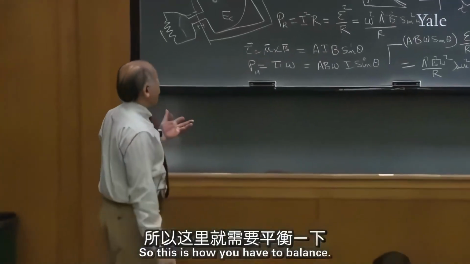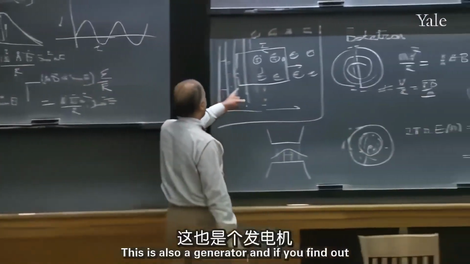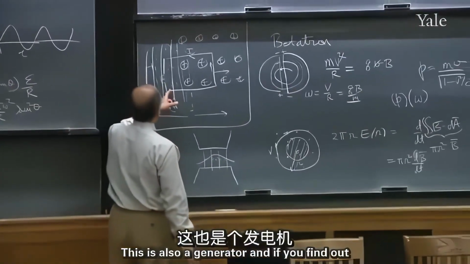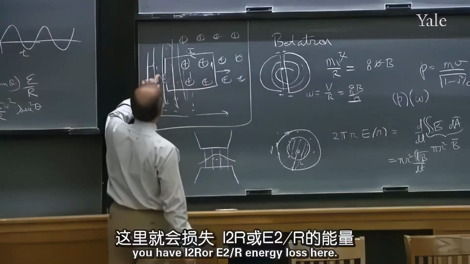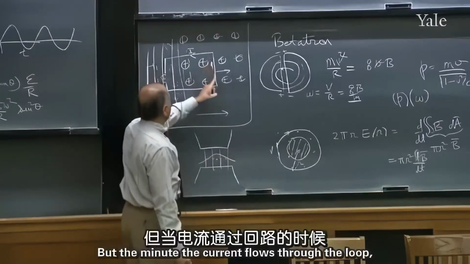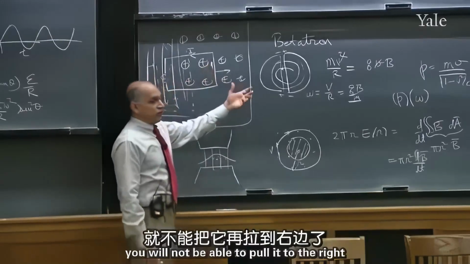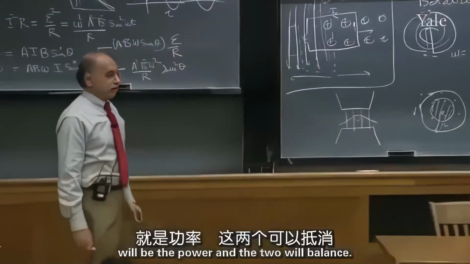So this is how you have the balance. We did a similar calculation here. This is also a generator. And the minute there's a current flowing here, you have I square R or E square over R energy loss here. But the minute the current flows in the loop, you will not be able to pull it to the right without paying the force. That force times velocity will be the power, and the two will balance.